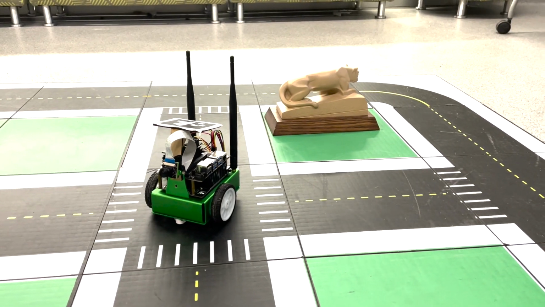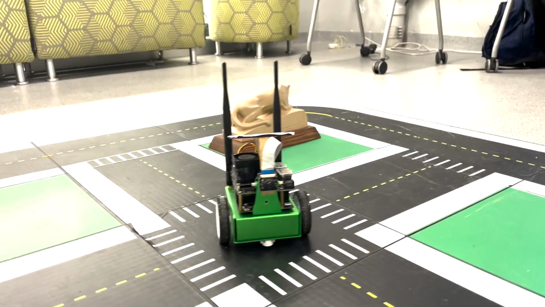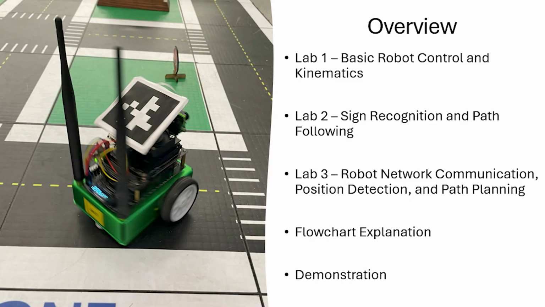A JetBot is a differential drive robot powered by the NVIDIA Jetson Nano AI computer and is programmed using Python. With the JetBot, we did 3 different labs as well as a cumulative demonstration, combining different tasks learned from each lab. Today we will be discussing the 3 labs and their contents, as well as our team-defined task and how we used a flowchart to explain this task.